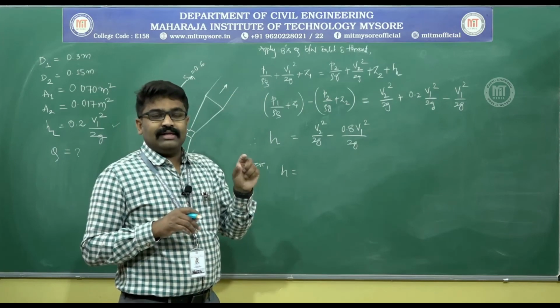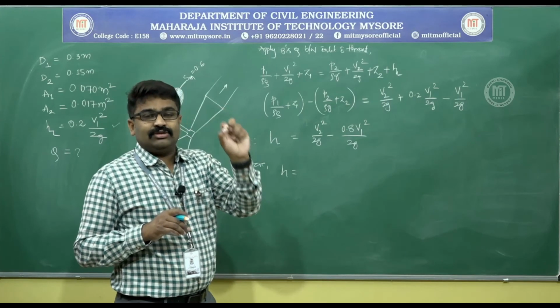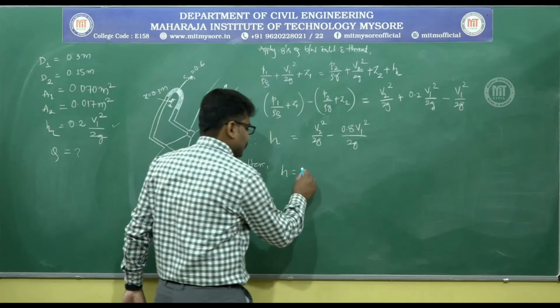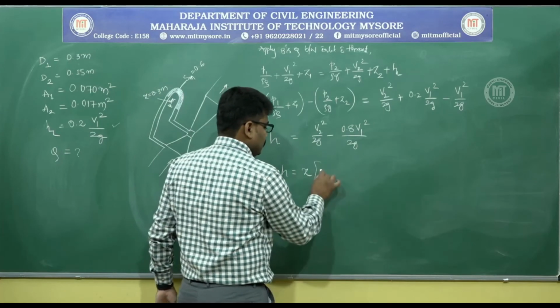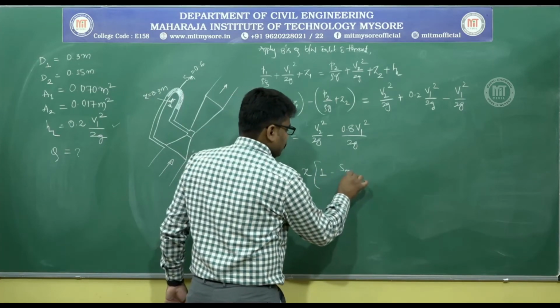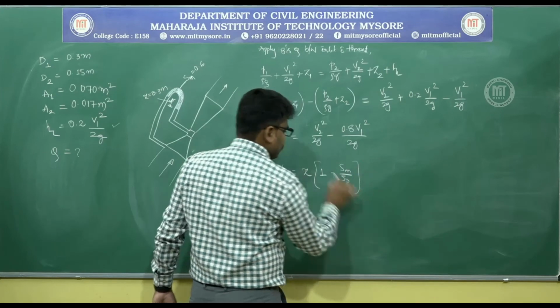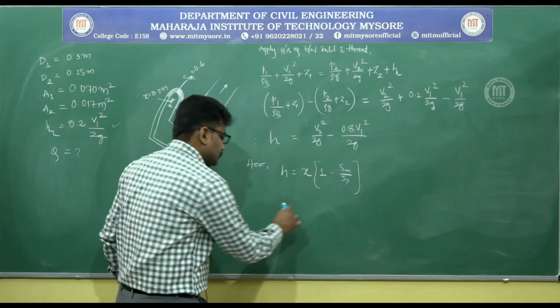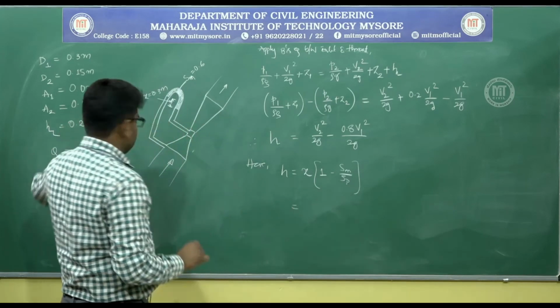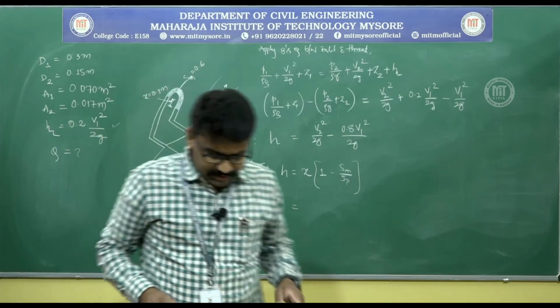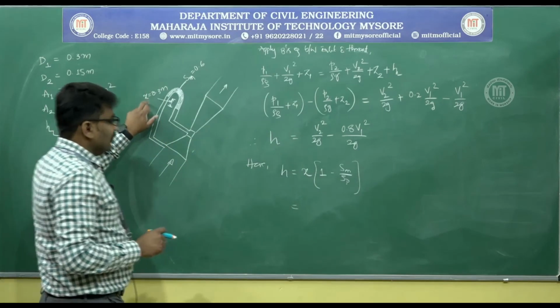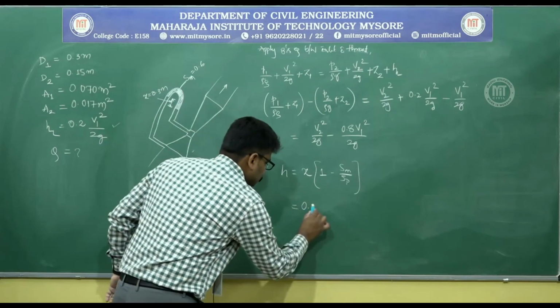Inverted U-tube manometer means a lighter liquid is used as the manometric liquid. So you should be careful while writing the equation. H is equal to X into (1 minus Sm by Sp). Be very careful and you must understand why we are doing this. So H is equal to X, which is given. What is X? Manometric deflection. Yes, it is given as 30 centimeter, nothing but 0.3 meters.